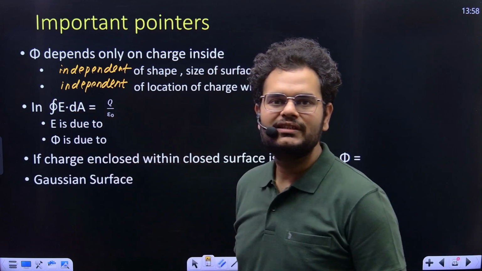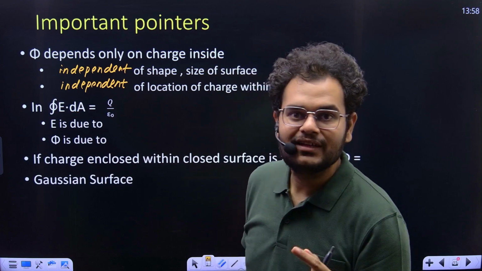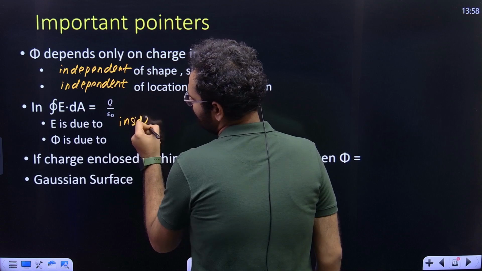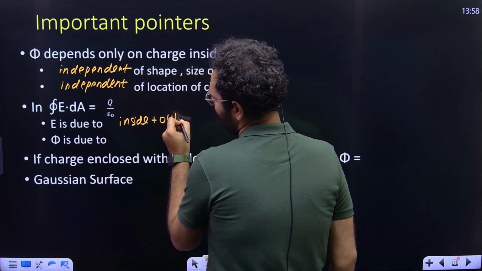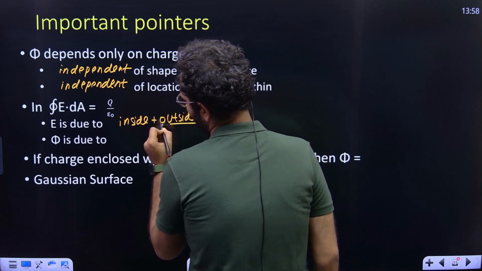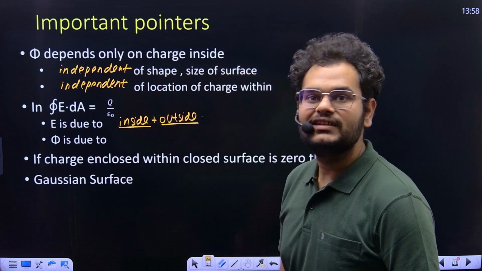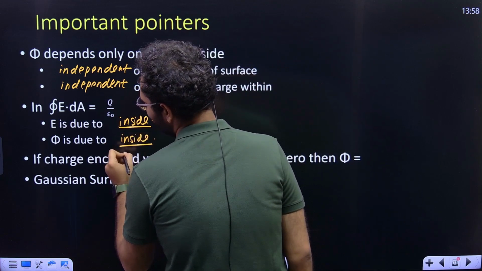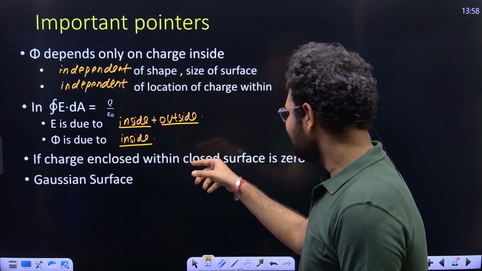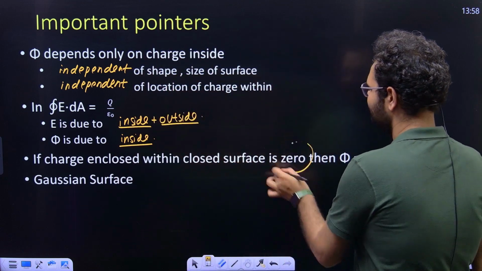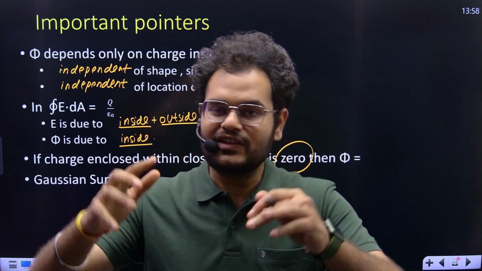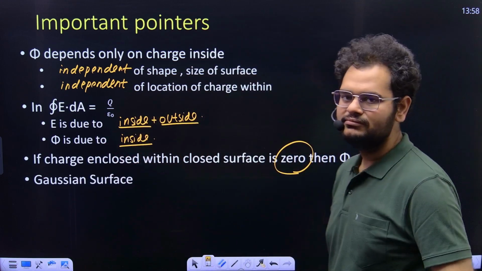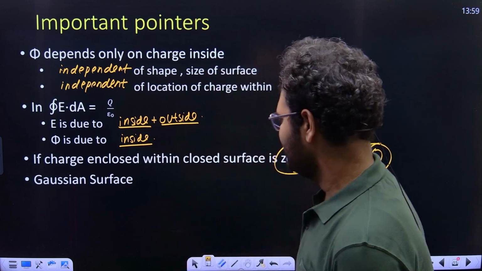Is the electric field due to inside charges, outside, or both? Yes, the electric field is due to both charges, inside plus outside. Very good. Flux is due to what? Only inside. Very, very good. If the charge enclosed within a closed 3D surface is 0, then the flux is what? Flux is 0. Are you getting it?